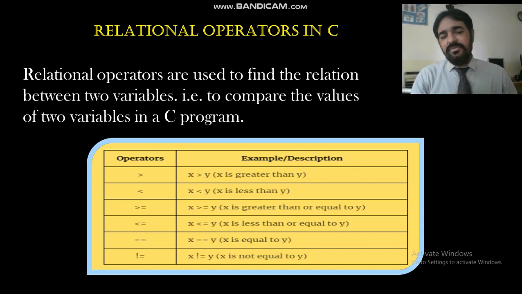Equals to: x equals to y, we use double equal sign together to represent equal in C language. Then not equals to, x not equals to y, x is not equals to y. We compare both values and represent them in different program structures, and we calculate some values to get some type of output.